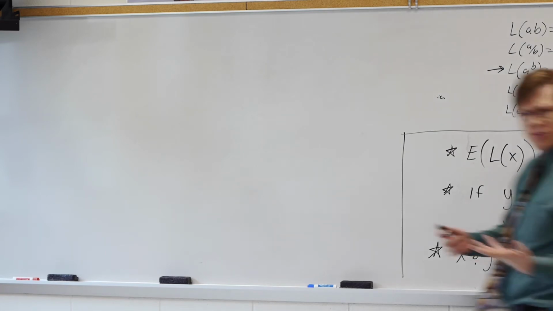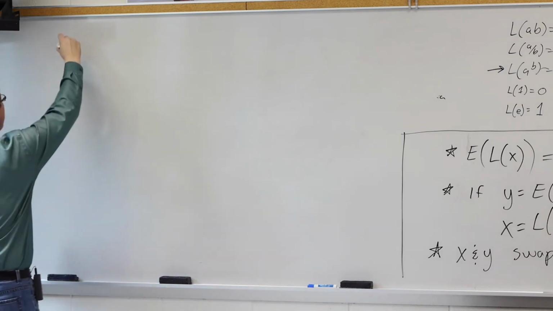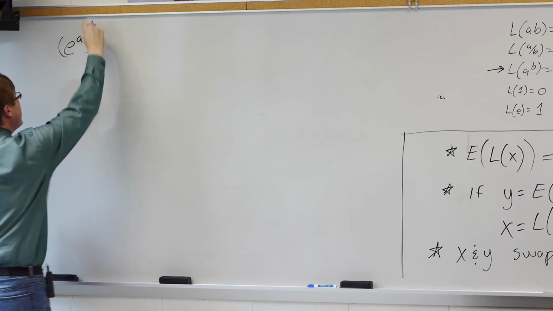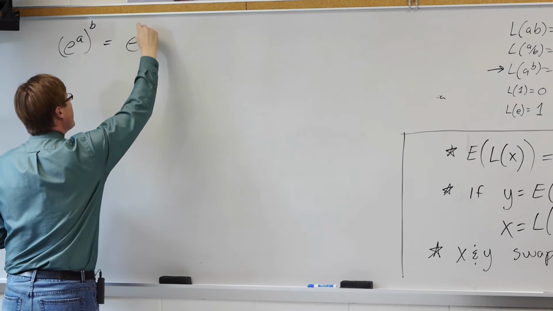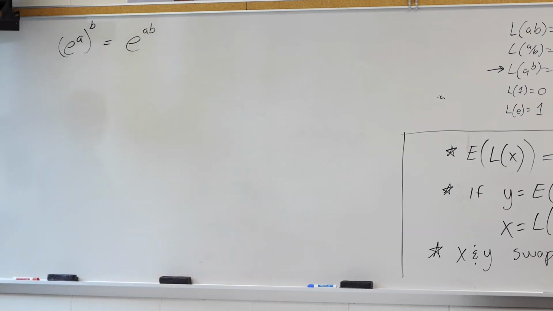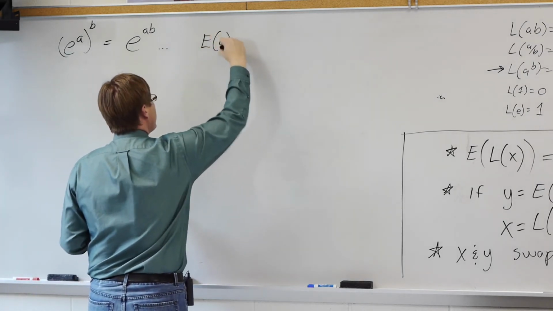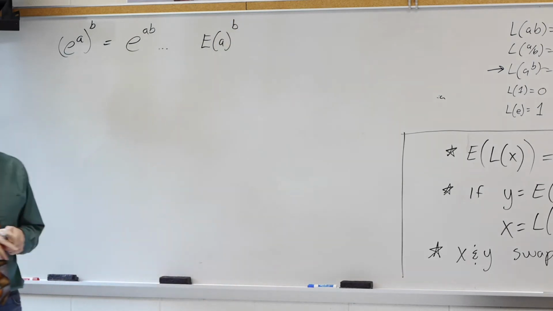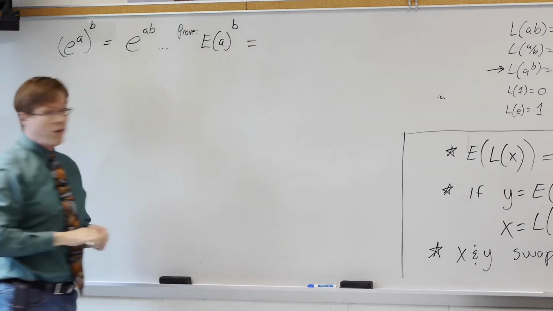If you figured out what the property is, what are we trying to prove? So the property is when you raise a power to a power, it just equals that. So how would I write that in terms of e? Well, that just says if I take e of a and raise it to the b power, what would it equal?